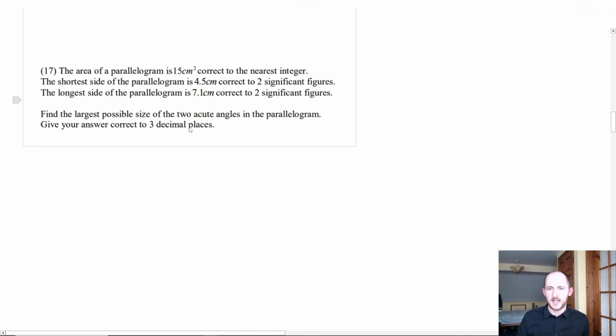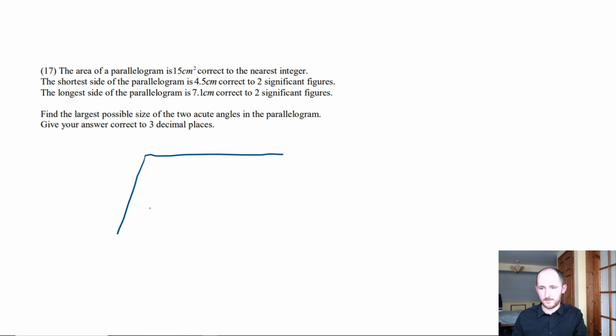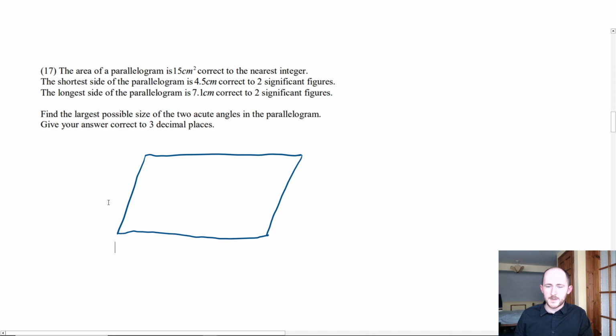But yeah, so how would I approach this question? Well, this information's hard for me to visualize in my head, so I'm going to draw it out. So I'm going to draw out a parallelogram. Please don't bully me. It's not going to look the best, right? Yeah, that's a parallelogram, roughly. So it's now saying the short side is 4.5. So I'm just going to write 4.5 for now, okay? And the long side is 7.1. Okay. And they've also given me the area.